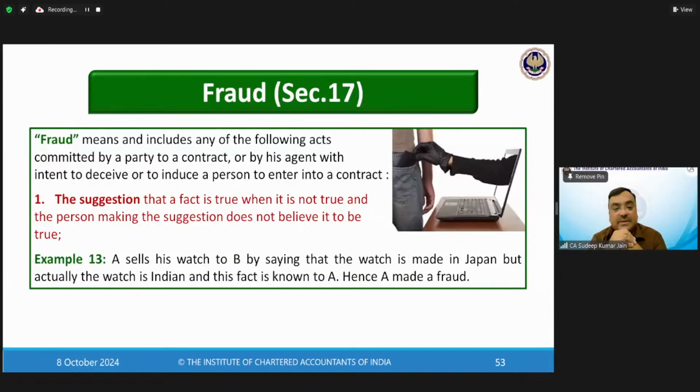See example number 13. A sells his watch to B by saying that the watch is made in Japan but actually it is Indian, and this fact is known to A. Now A made a fraud. A ने B को घड़ी बेची ये कह के जापानी है पर वो इंडियन थी. Now A has made the fraud.